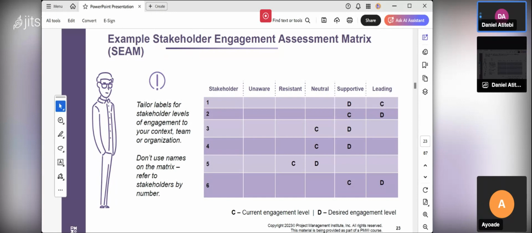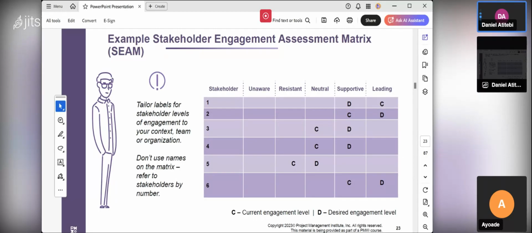You say we call this one stakeholder engagement assessment matrix. It's one of the ways you can engage the stakeholder. If you look at this diagram, in the column here, stakeholder, there are some stakeholders that are not aware of the project. Another one are resistant, they resist the project. Some of them are neutral, they are either here or there about the project. Some of them are supportive. Some of them desire to lead the project.